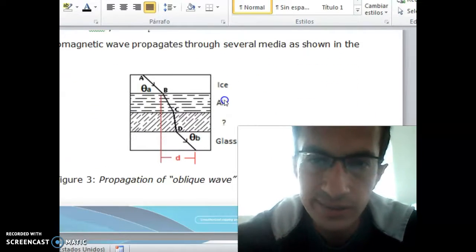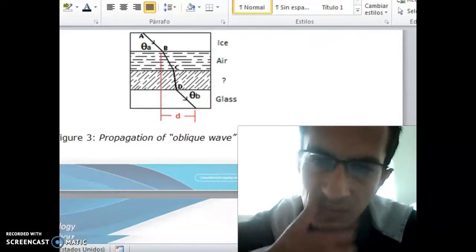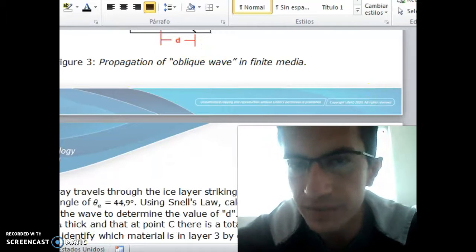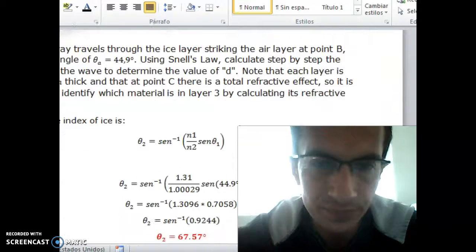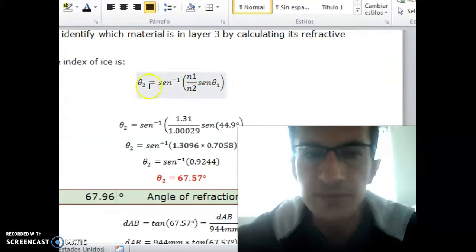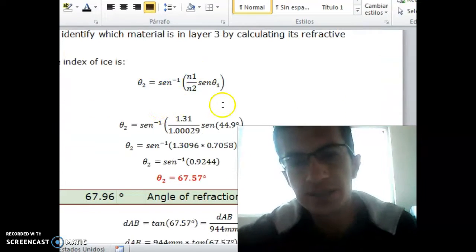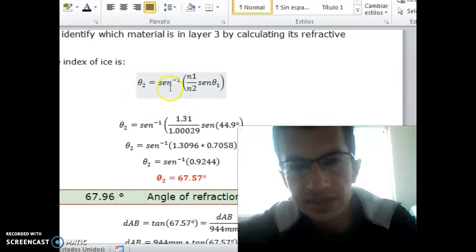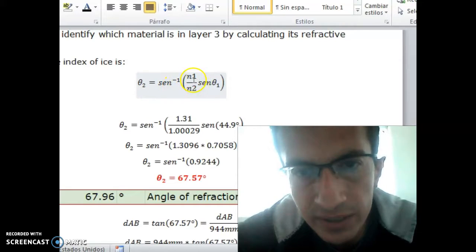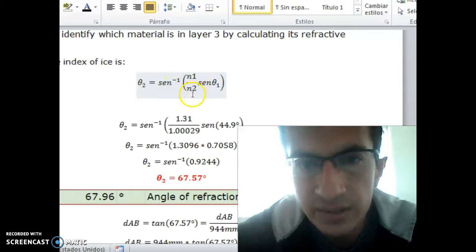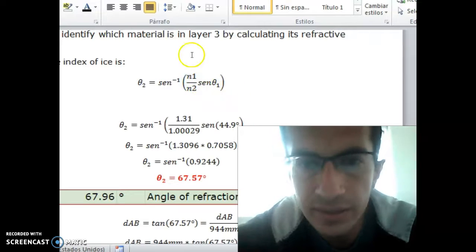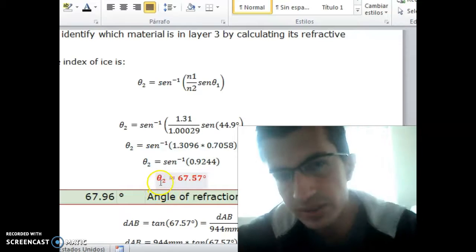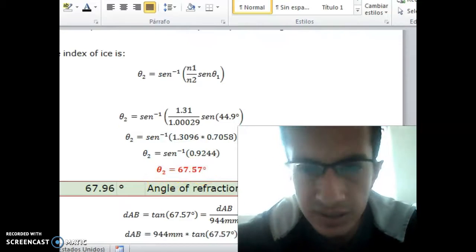This is the theory exercise. Propagation of an oblique wave, infinite medium. And for this, apply Snell's law. This angle is equal to inverse sine of index 1, we divide by index 2, for the second angle. These are the operations, and the second angle is this, checked result.